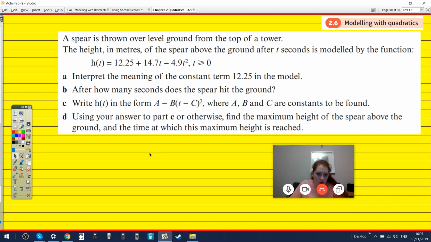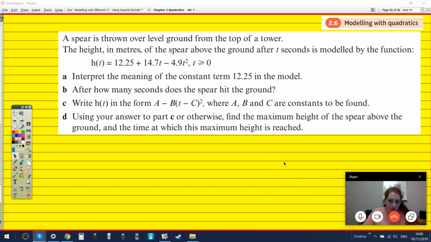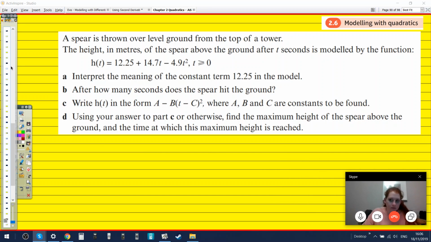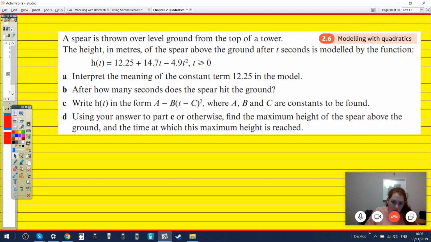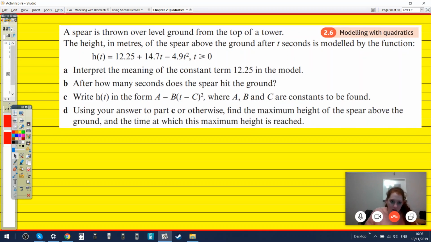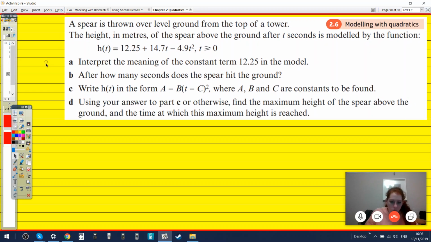But then I'm not quite sure what we do after that. For part B, is it? Yeah, so B downwards. Okay, so what do you know about the height when the spear hits the ground? It'll be 0. Yes, so how can you use that? Do we just have to input that into it and solve it? That's right.